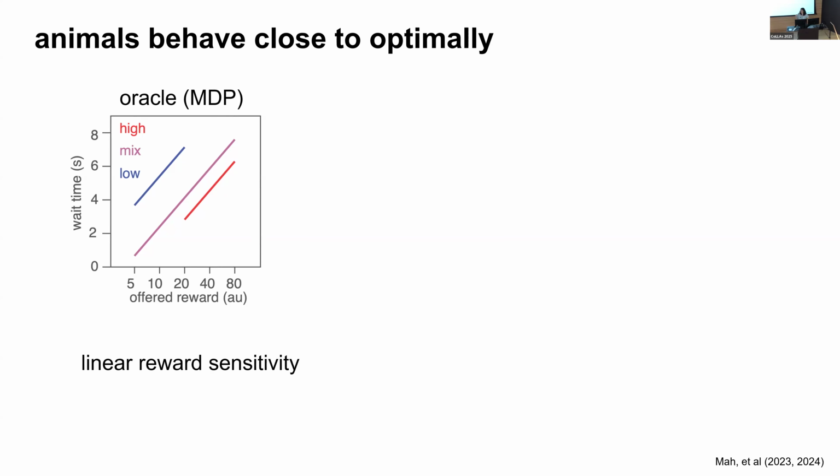The other thing is that the value of a particular offer changes depending on the context. So the same 20 milliliter reward is worth twice as much time. I'm going to wait substantially longer if that's the best of a set of crappy options compared to when it's the worst of a set of good options. So we refer to this as context dependent. So this is what a godlike agent would do.